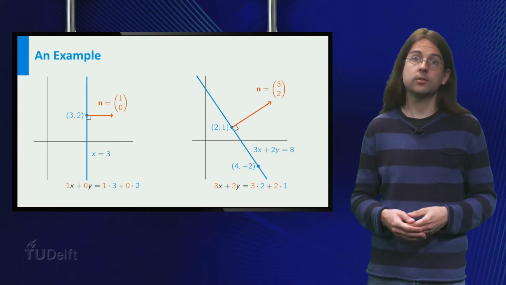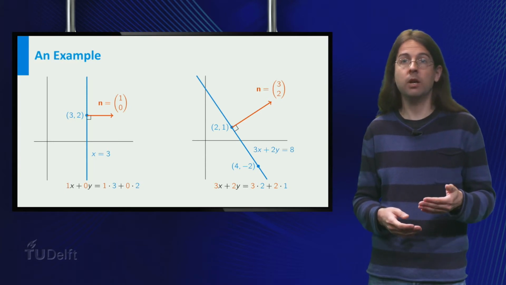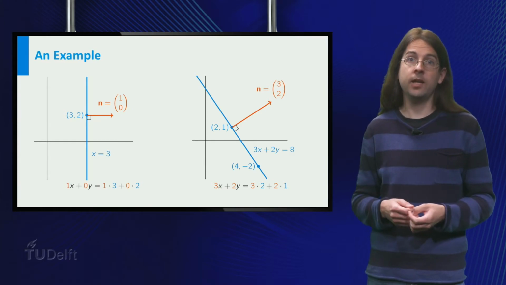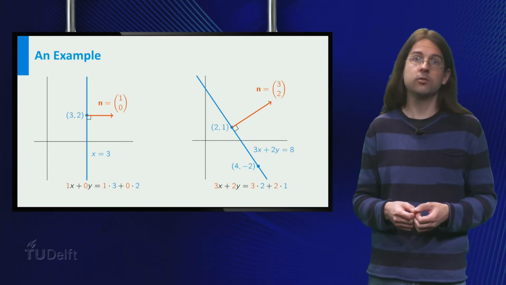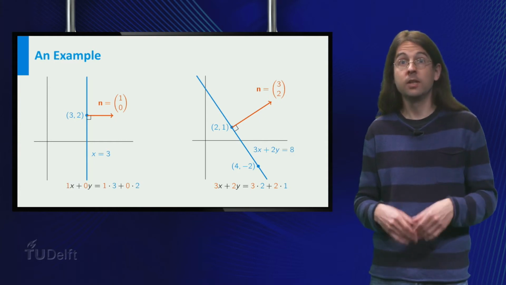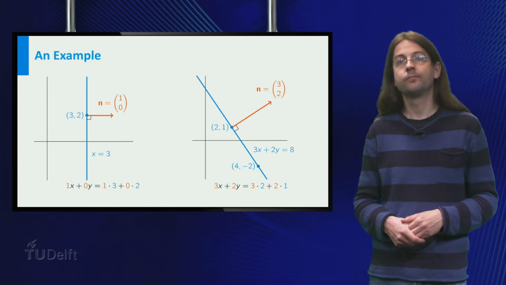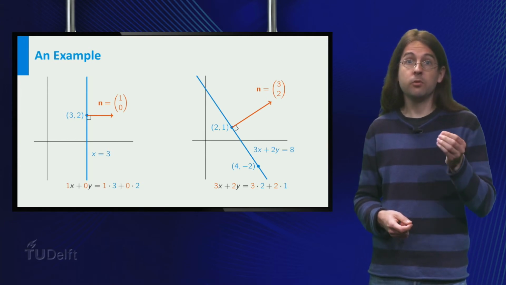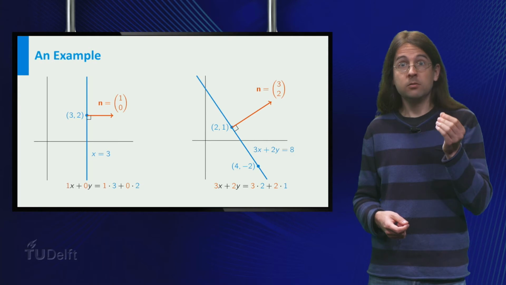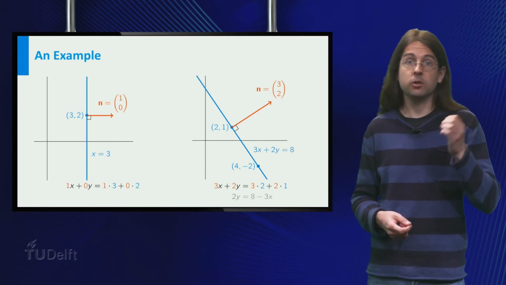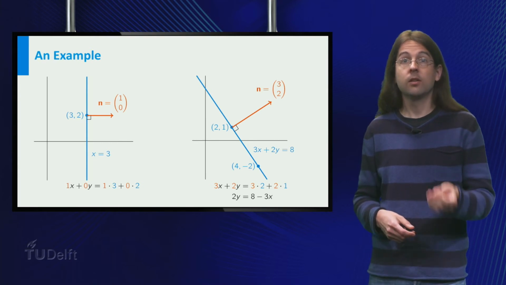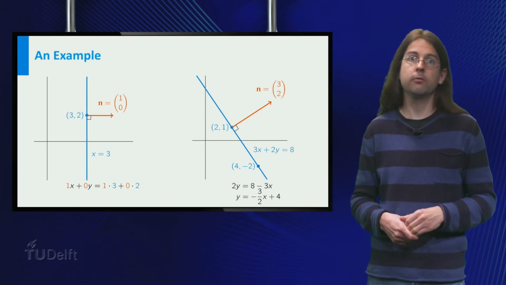The line is thus determined by 3x plus 2y equals 8. And indeed, plugging in x equals 4 and y equals minus 2 gives 12 minus 4, which is 8 as well. To connect this last line to the form you already know, you can rewrite it. First, 2y is 8 minus 3x, and thus y equals 4 minus (3/2)x.